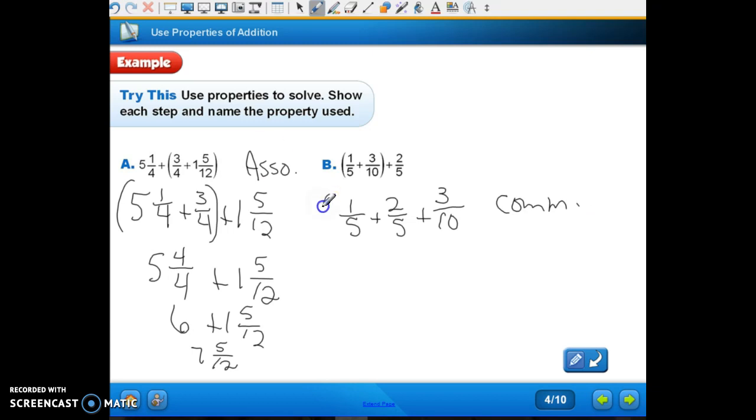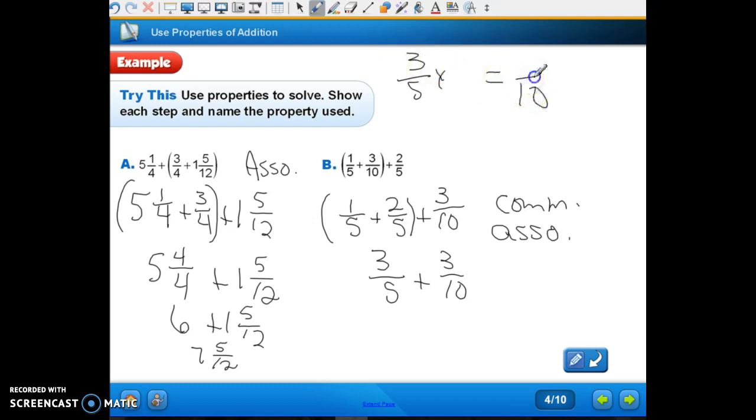Then we're going to group our fifths. So now we've used the associative property. Now we can add 1/5 plus 2/5, which equals 3/5 plus 3/10. What do we have to multiply 3/5 by to get 10? 2 over 2, which is 6/10. So now we have 6/10 plus 3/10, which is equal to 9/10.